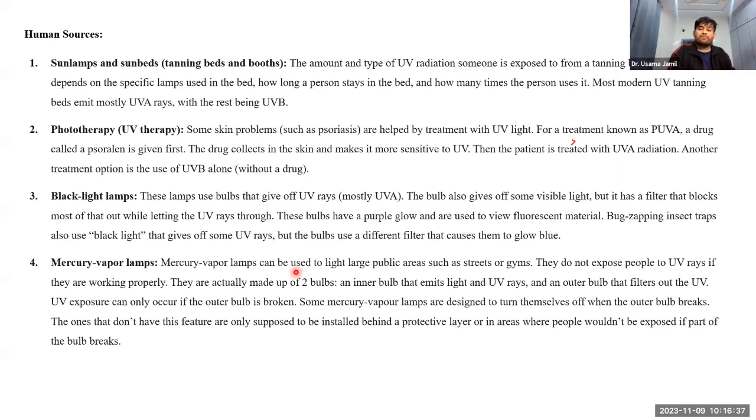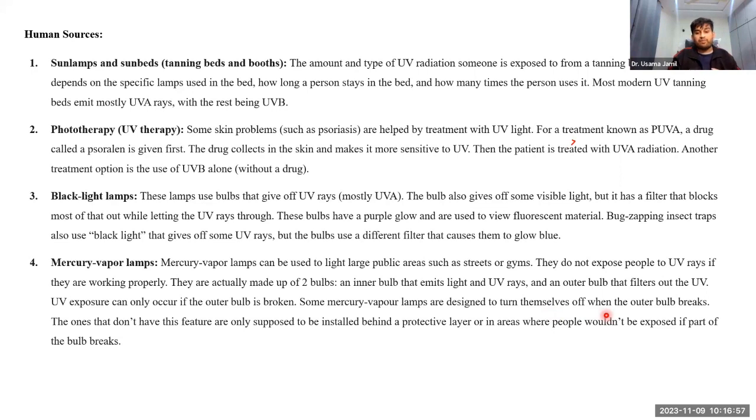They do not expose people to the UV rays if they are working properly. They are actually made of two bulbs: an inner bulb that emits light and UV rays, and an outer bulb that filters out the UV. So UV exposure can only occur if the outer bulb is broken. Some mercury vapor lamps are designed to turn themselves off when the outer bulb breaks.